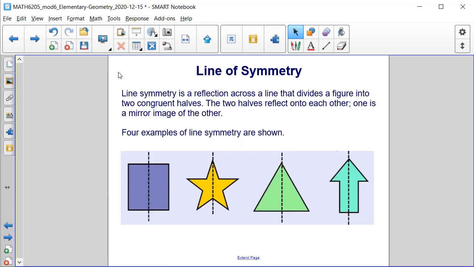Line symmetry is a reflection across a line that divides a figure into two congruent halves. The two halves reflect onto each other. One is a mirror image of the other. Here are 4 examples of line symmetry that are shown. Now, these are not the only lines of symmetry that can be drawn. More are possible in certain shapes, such as a rectangle, a star, and an equilateral triangle. So more can exist.